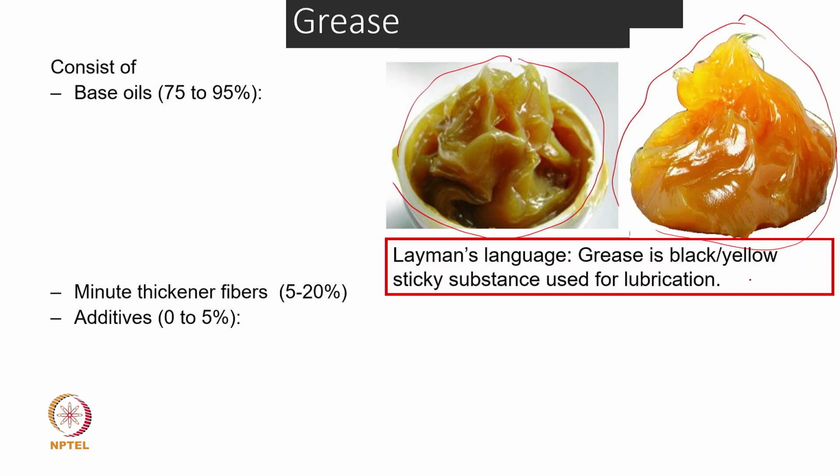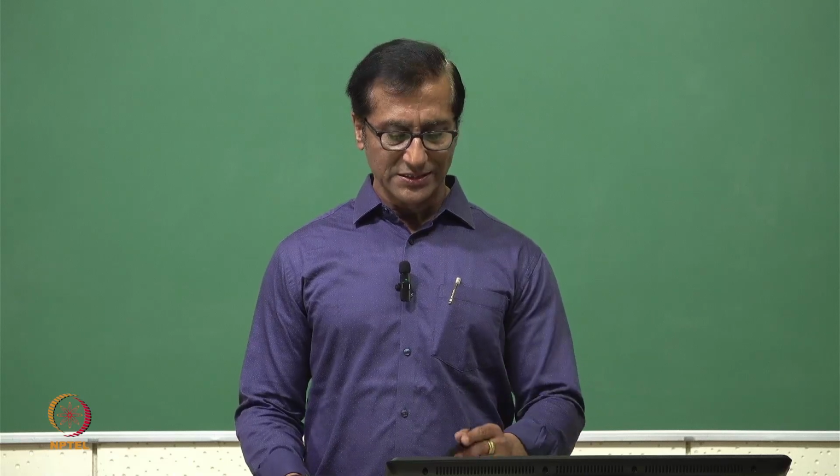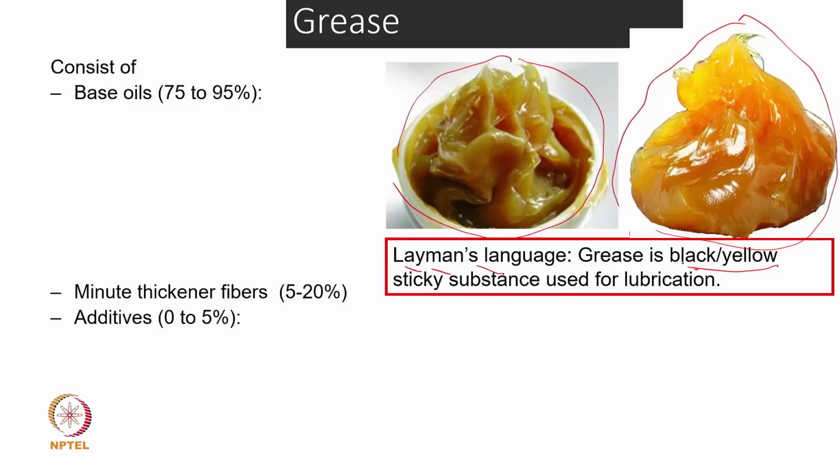In layman's language, grease is a black or yellow sticky substance. Of course, now we can change color. I can get a white grease, I can get a blue grease also. That's possible, right? However, in layman's language or the classical way, we say grease is something yellow or black, right? So the black and yellow substance which is used for lubrication purposes. Now, what are the ingredients? The ingredient is a base oil. You can see base oil is 75% to 95%. That means the majority of this lubricant is base oil.